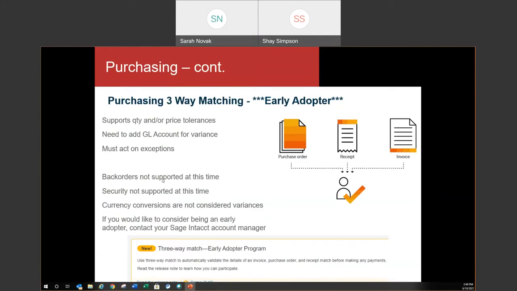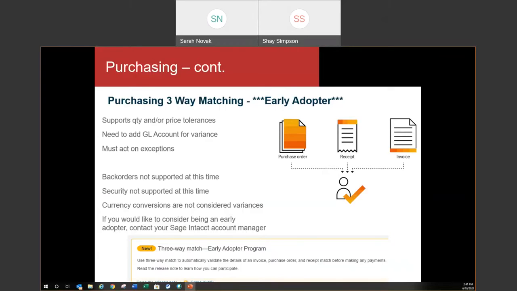Now, a couple of things. Back orders are not supported at this time, okay? Security is also not supported at this time. So if you have the user permissions in purchasing to be able to view and enter transactions, you're going to be able to do the three-way match. Currency conversions are also currently not considered. I know that's on the roadmap for Intacct, that if we do have a price variance due to a currency conversion. Right now, again, that's not supported.